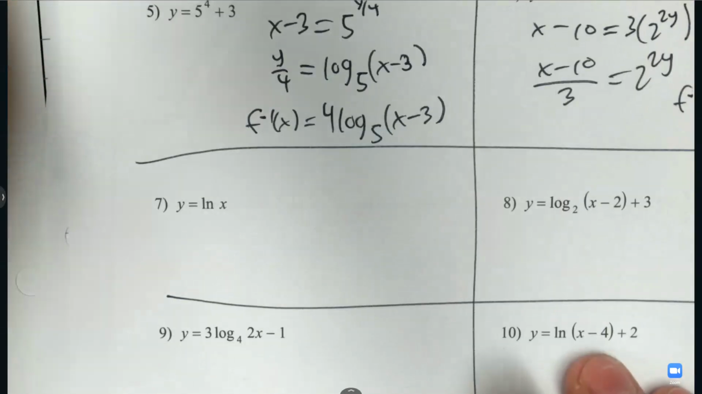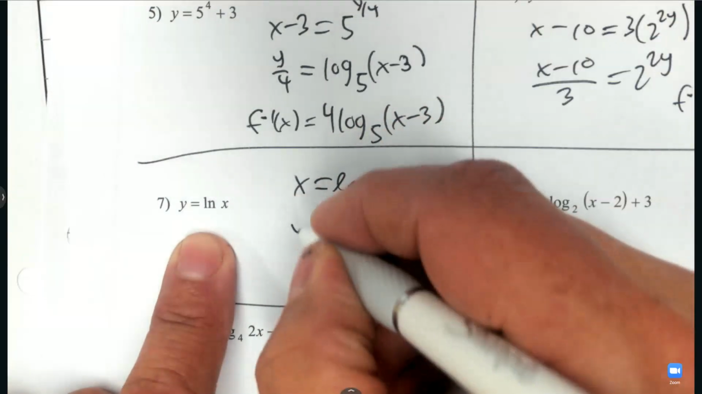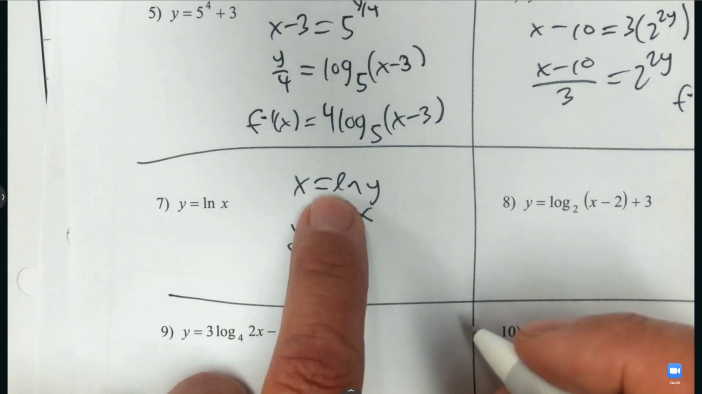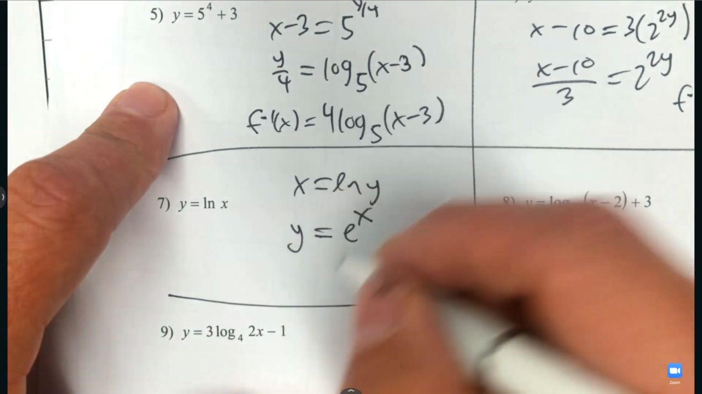Number 7. Look how easy that one is. Just simple. So x equals ln y. It's already isolated. So y is the base e to the exponent x. That's the inverse.